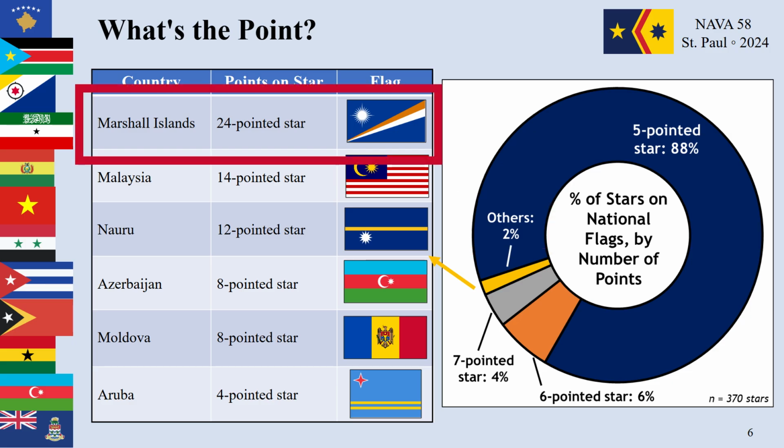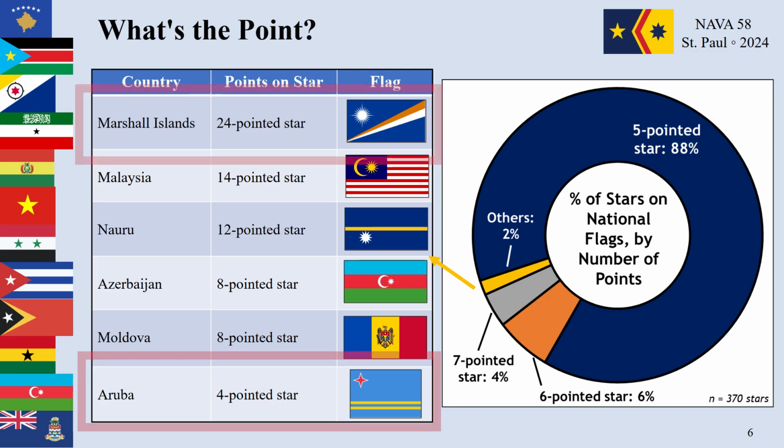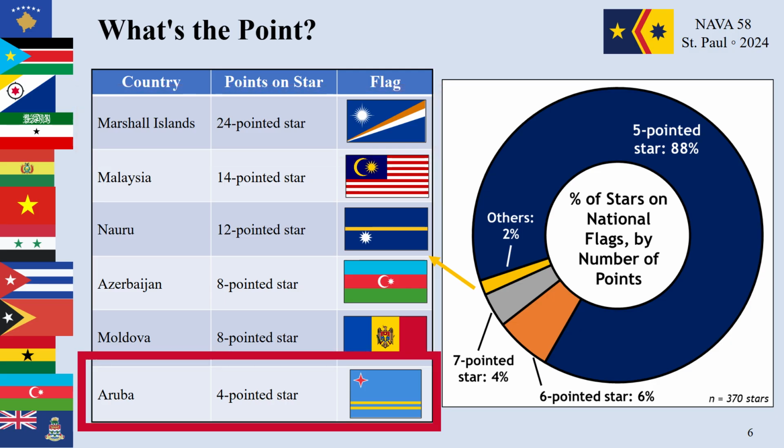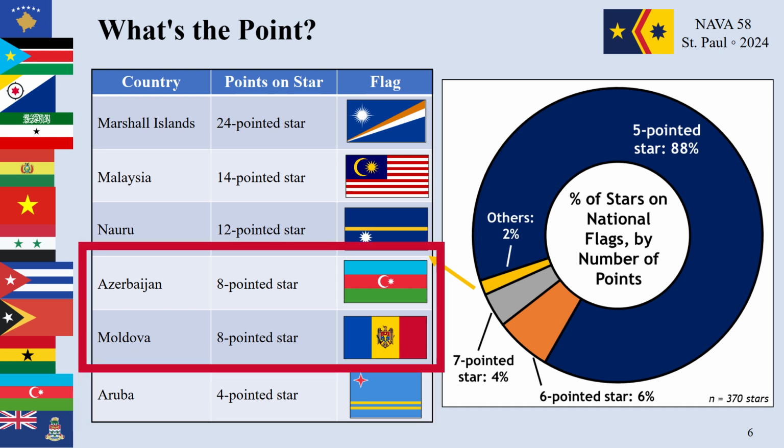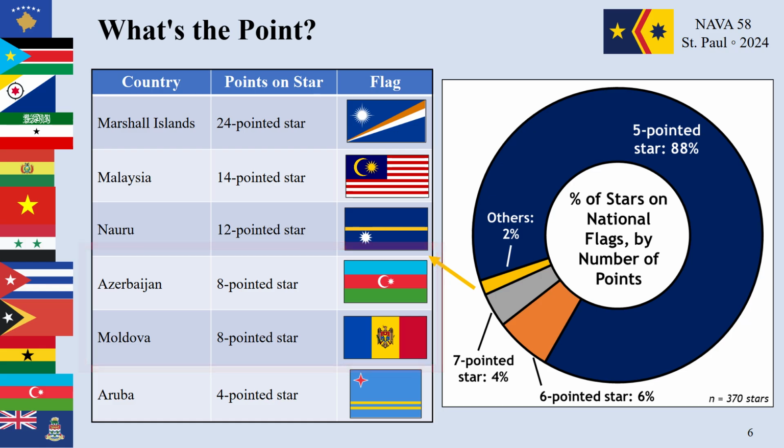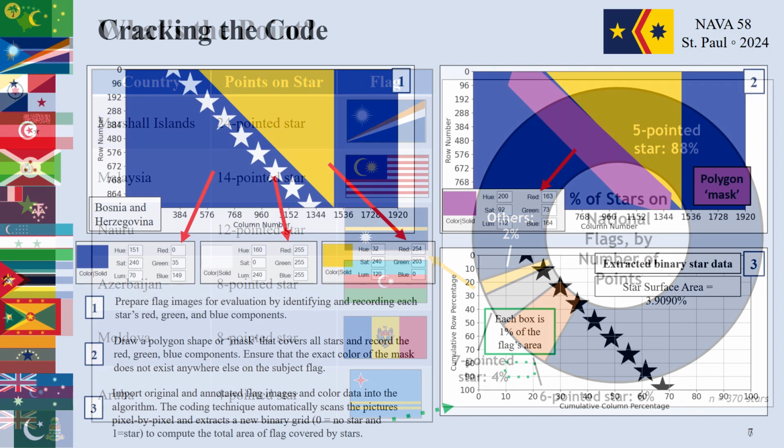The star with the most points is on the flag of the Marshall Islands. It's a 24-pointed star that represents the electoral districts. You also have the 4-pointed star on the flag of Aruba, which was partially designed by Whitney Smith, that represents the cardinal directions. And then sharing the 8-pointed star with the new flag of Minnesota, there are only 2 national flags that have 8-pointed stars on them, and that's the flag of Azerbaijan and Moldova. So you can kind of see how those trends exist in the points of stars as well.